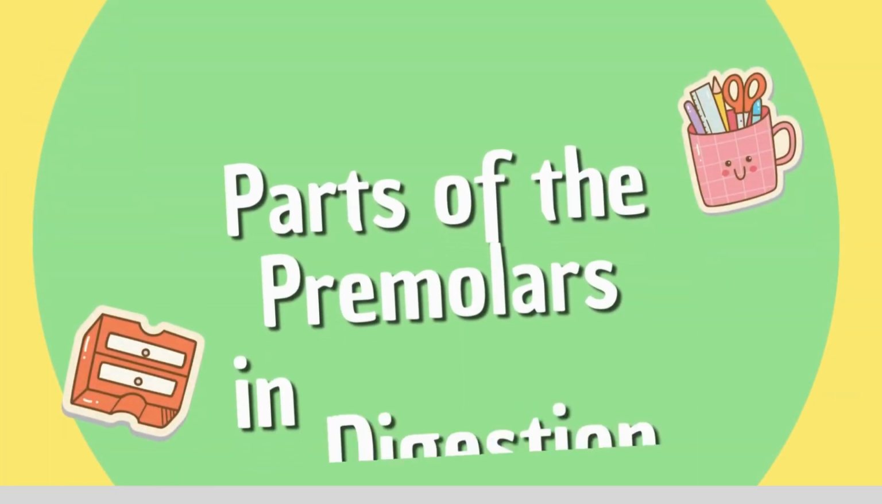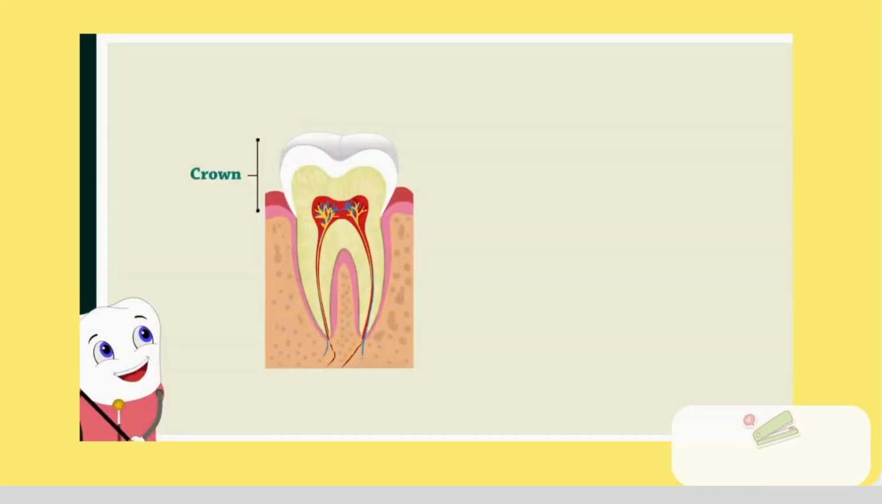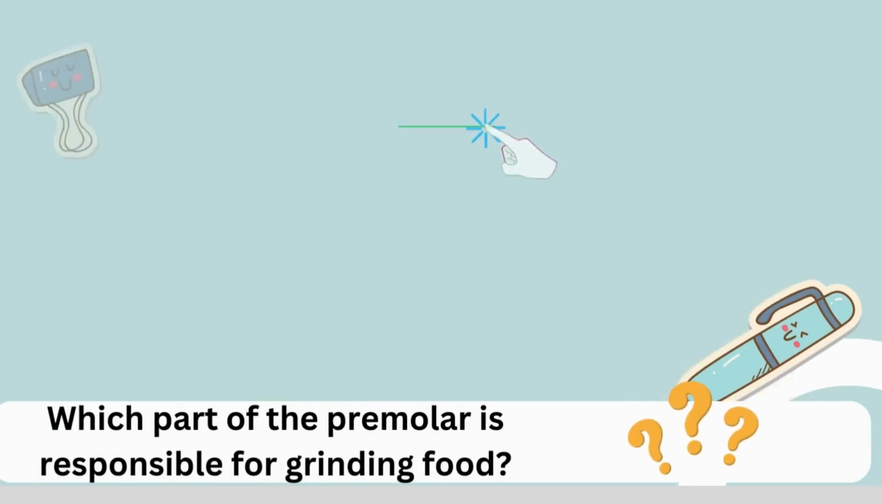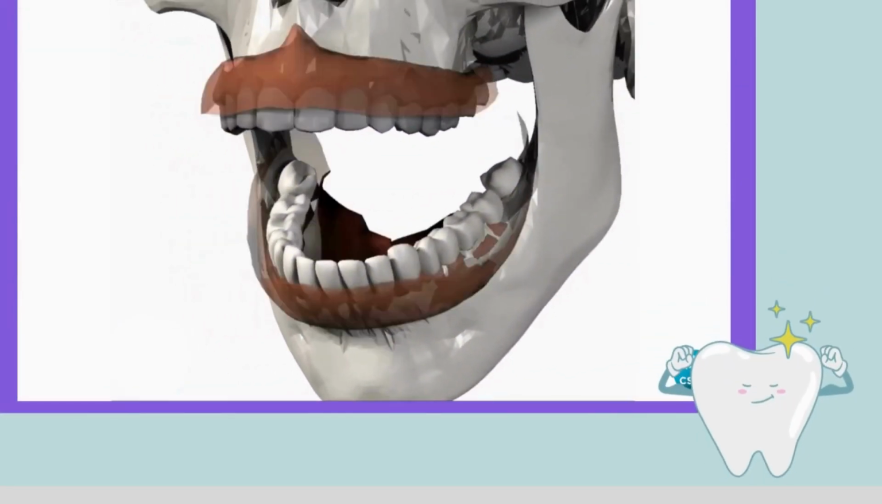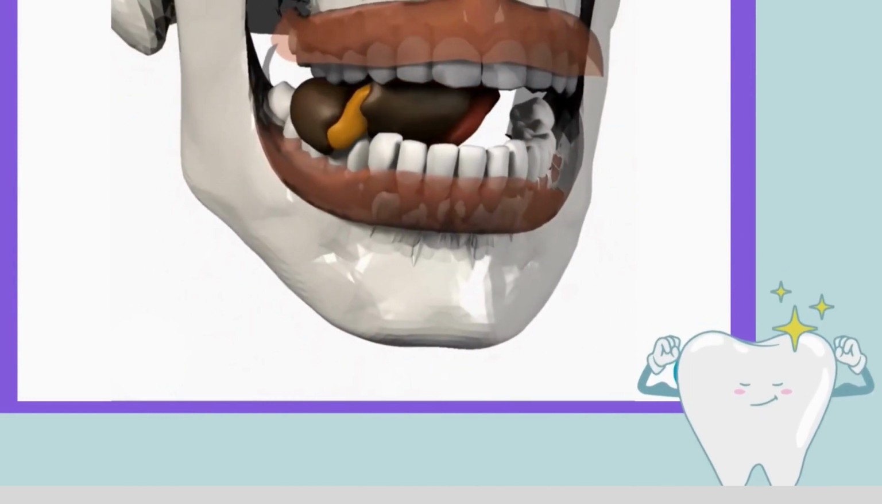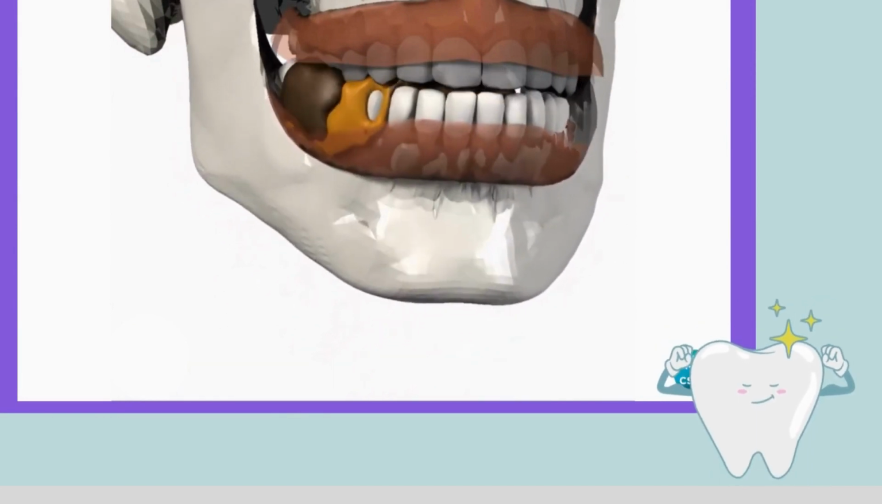There are three main parts of the premolars that are involved in digestion: the gum, enamel, and the dentin, all of which are the crown. Enamel is a flat, hard surface used for grinding and crushing food. This is where digestion begins. The food is broken down into small particles and sent to the esophagus.